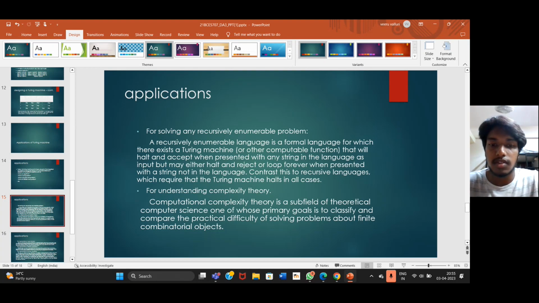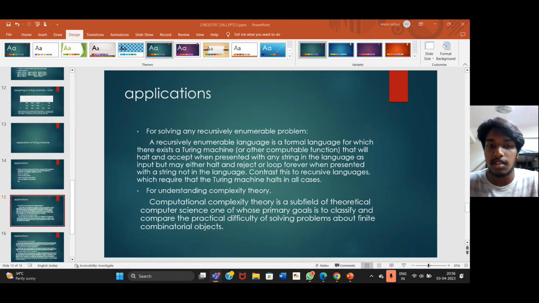For solving any recursively enumerable problem, we should use the application. A recursively enumerable language is a formal language for which there exists a Turing machine or any other computable function that will halt and accept when presented with any string in the language as input, but may either halt and reject or loop forever when presented with a string not in the language. Contrast this with recursive languages, which require that the Turing machine halts in all cases.